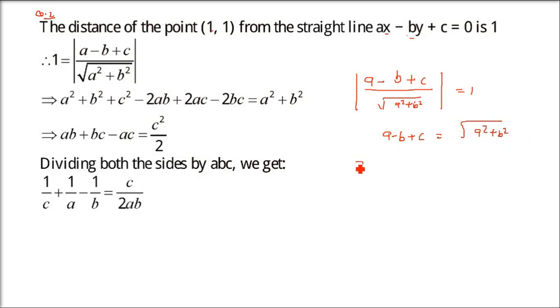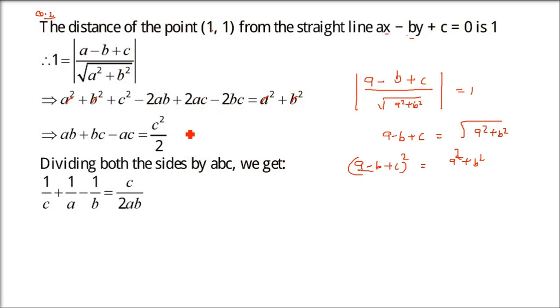Now square both the sides. When you square it, you can take a minus b together and then c, or you can take a and c together and then minus b, whichever you want. The final expression is a square plus b square plus c square minus 2ab plus 2ac minus 2bc equals a square plus b square. A square and b square cancel, so we have c square minus 2ab plus 2ac minus 2bc.